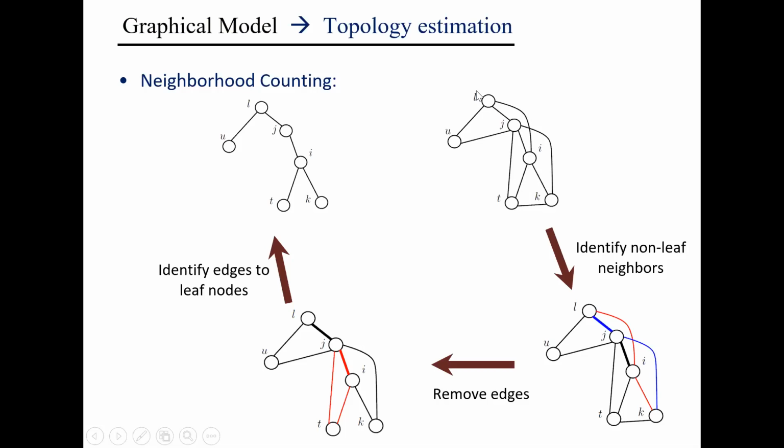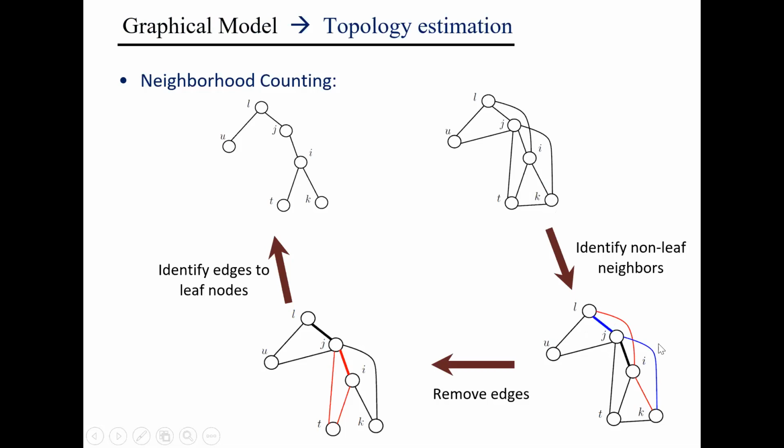So for example, one path between L and K is L to I to K. Similarly, another path is L to J and J to K. So if you remove both node J and I from the system, then L and K gets disconnected. Now, this does not hold true for a different edge, such as between J and K.